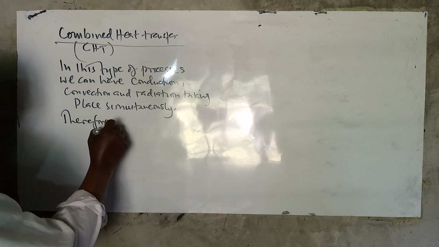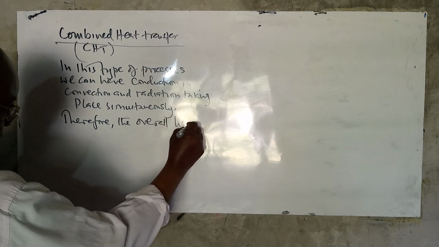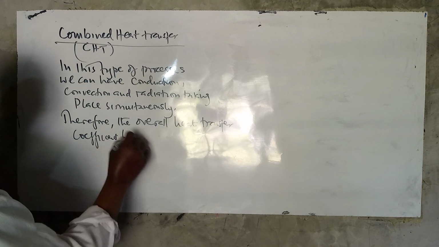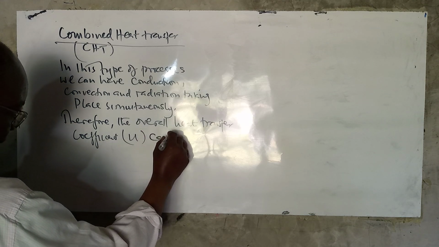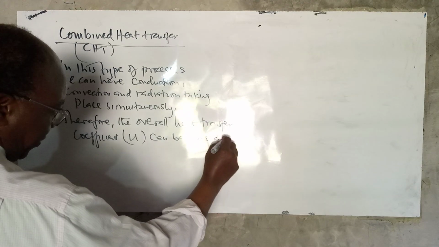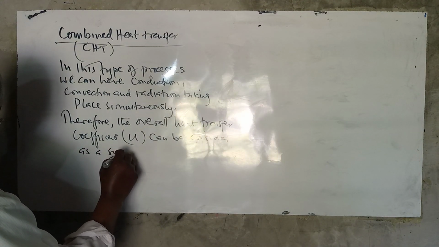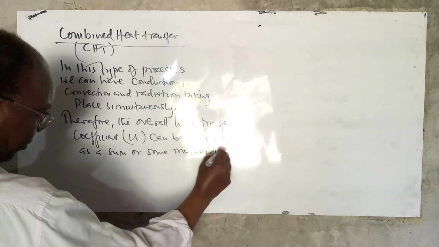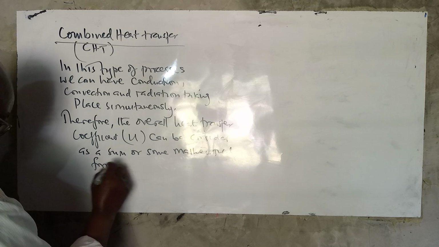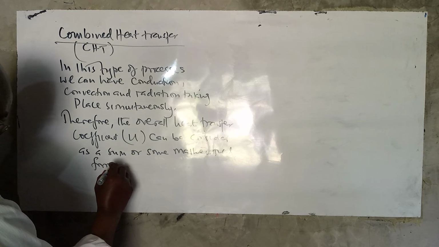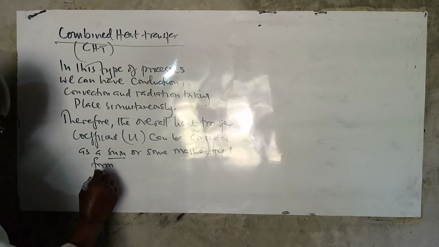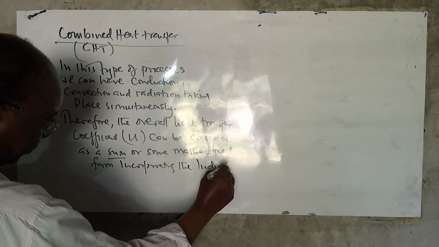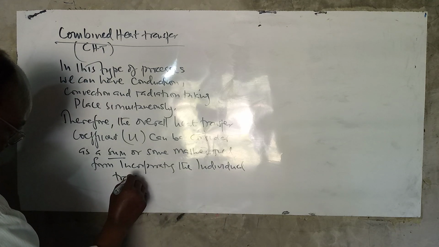Therefore, the overall heat transfer coefficient, which we will call U in our case, can be considered as a sum or some mathematical form incorporating the individual transfer coefficients.